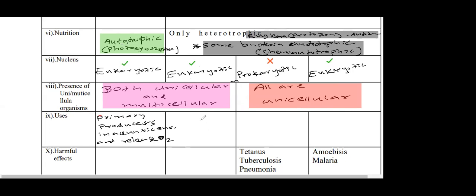Then next one, uses of fungi. There are so many uses, very useful. Fungi, for example, mushrooms, edible fungus, edible as food for man. Mushrooms we can eat, mushroom is a fungus. Then bakery industry, yeast is used to make bakery products, or production of bread.